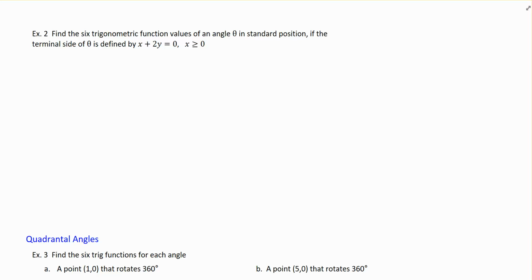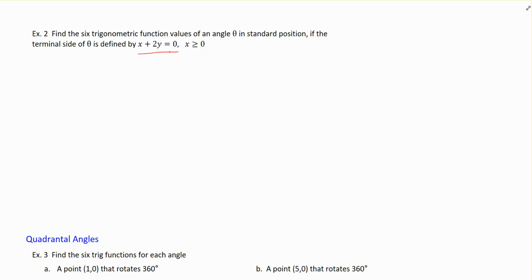So let's look at another example, still looking to find the six trig function values, but this time I'm given that the terminal side of theta is defined by the line x plus 2y is equal to 0, and I'm only interested in the portion of that line for x greater than or equal to 0. In other words, I'm only looking for the positive x values.